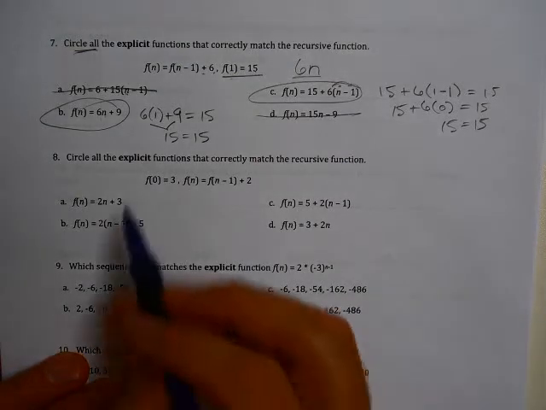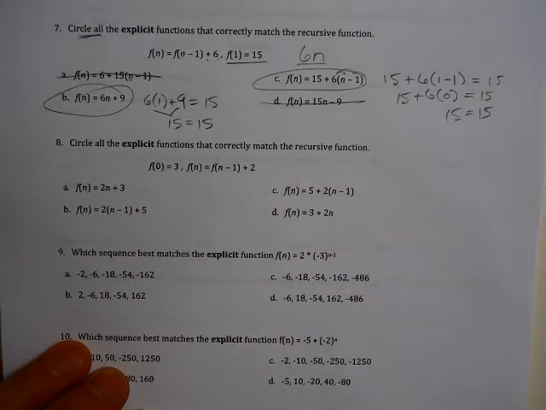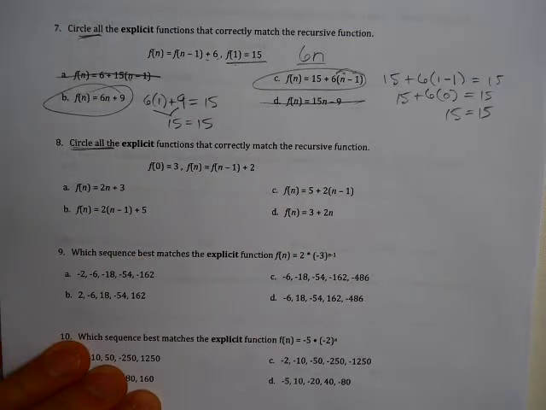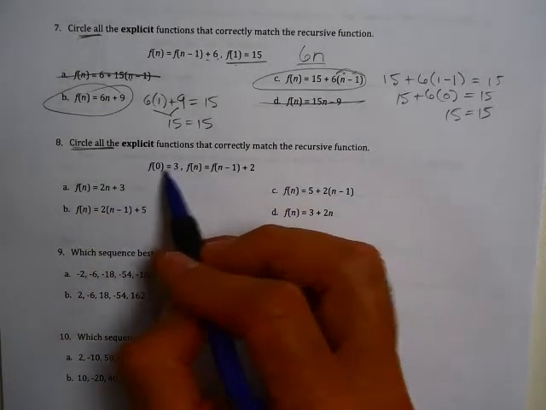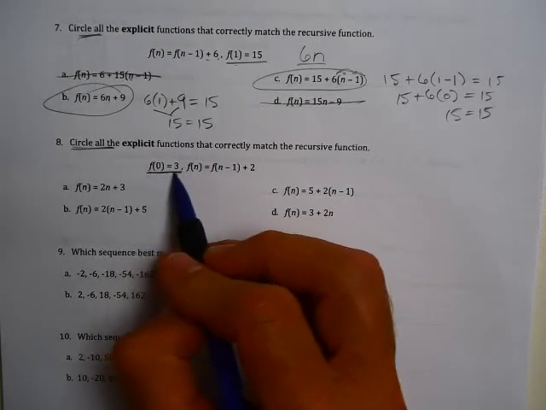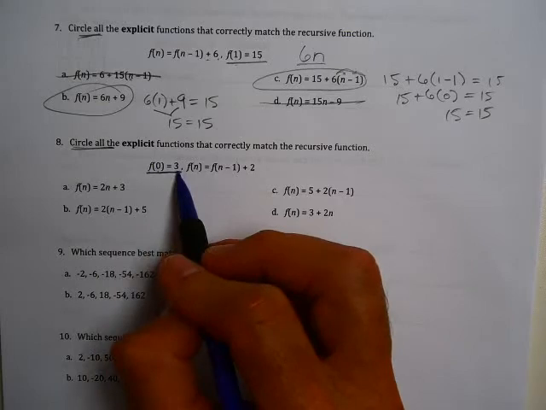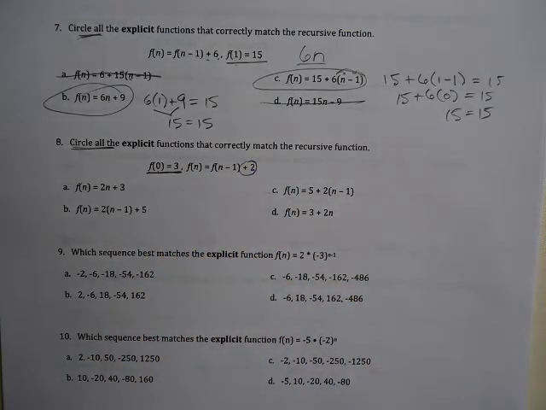Alright, number 8. Circle all the explicit functions that correctly match the recursive function. Again, when it says circle all, you better check them all because you might miss some. Alright, on the recursive function, the pattern starts when n is 0, I get an answer of 3, and I'm doing what to that? I'm adding 2 each time.